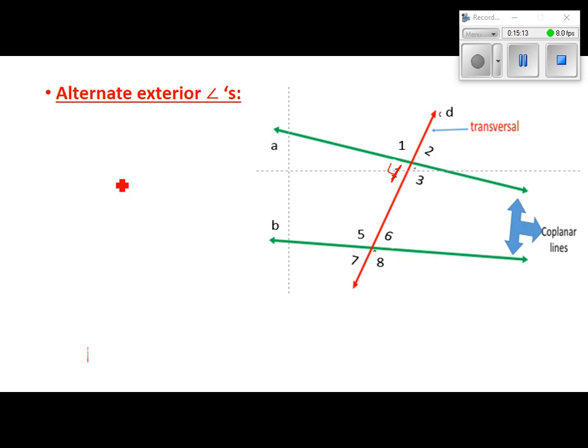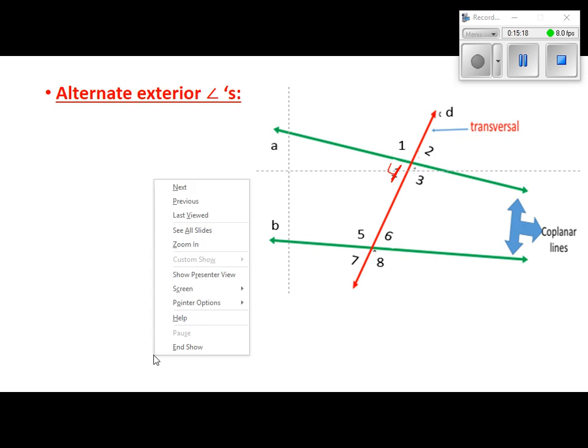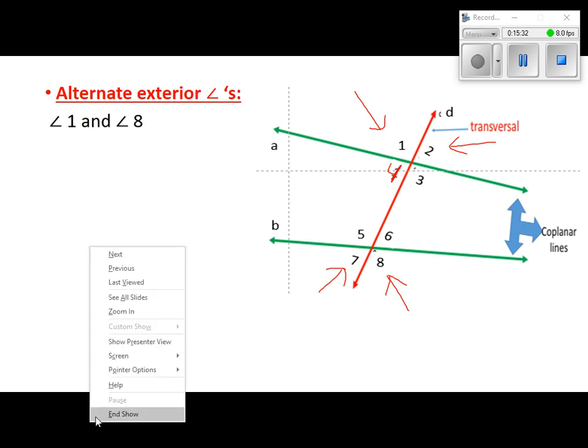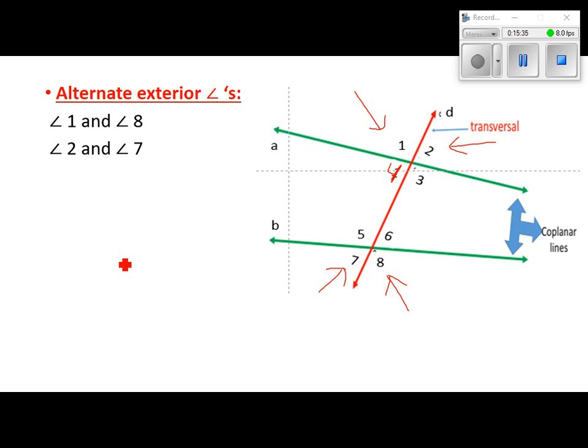Alternate exterior angles, same idea. You can probably guess which ones are alternate exterior angles now. Alternate exterior angles got to be the ones on the outside. So it's got to be either angle 1, angle 2, angle 8, angle 7. Those are the exterior angles. Alternate exterior angles are going to be angle 1 and angle 8, angle 2 and angle 7. Nothing special about them. I can't tell you that they form anything when you trace them or anything. You just have to remember.